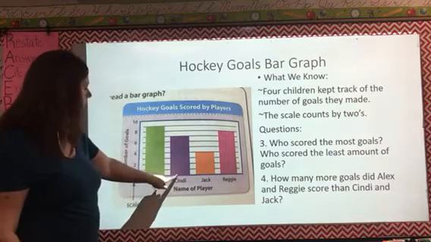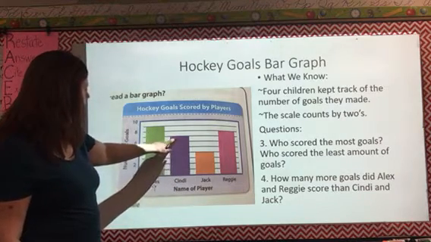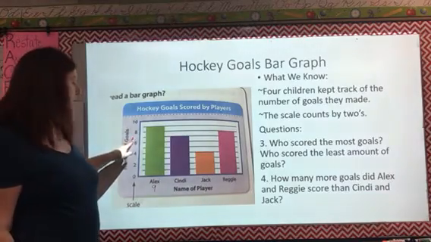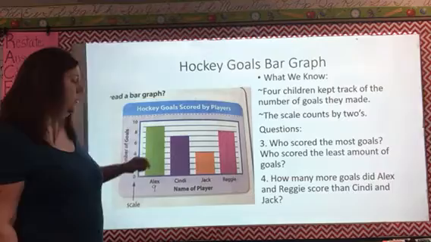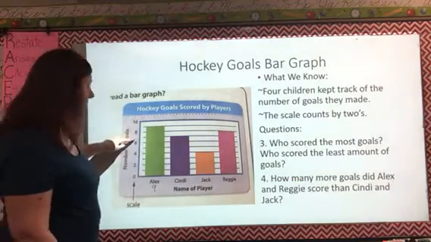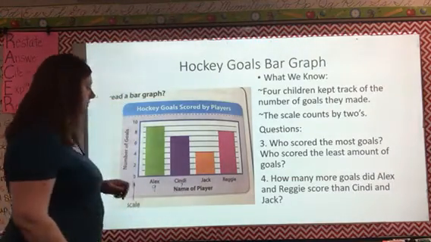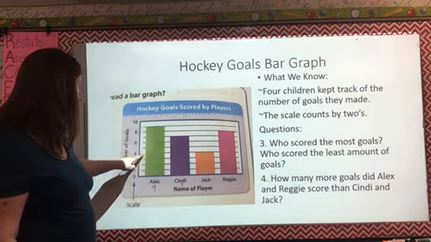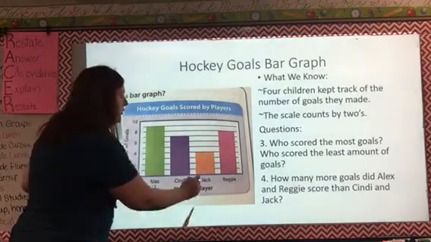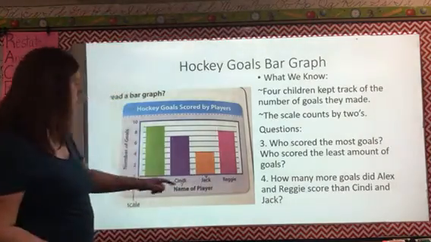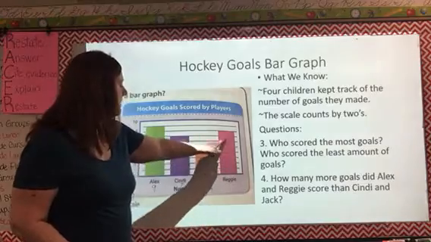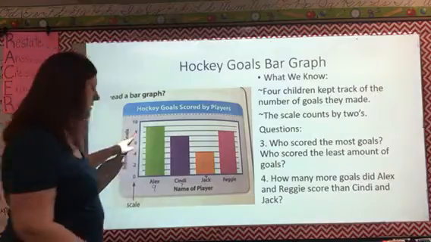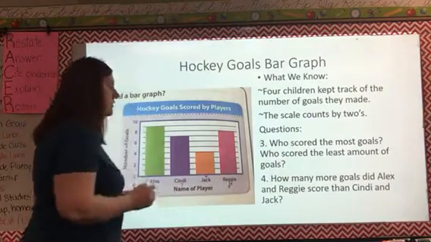Then we look at Cindy. The top of Cindy's bar graph hits this line. This line falls right between 6 and 8. So how many goals do you think Cindy scored? The number between 6 and 8 would be 7. Okay, Jack comes up to this line. If we come all the way across, it's right on the 4. So Jack scored 4 goals. Okay, and then Reggie, if we come up to the top of this line, come all the way across, it's right on the 8. So Reggie scored 8 goals.